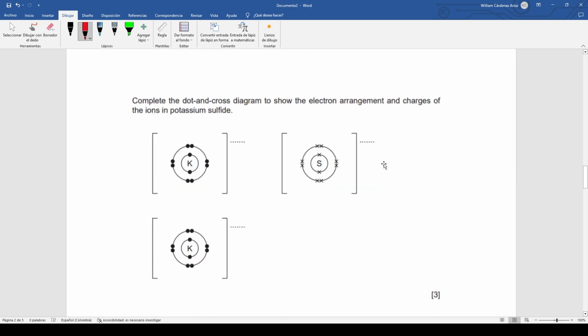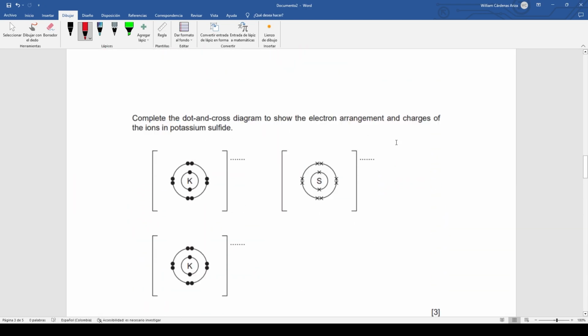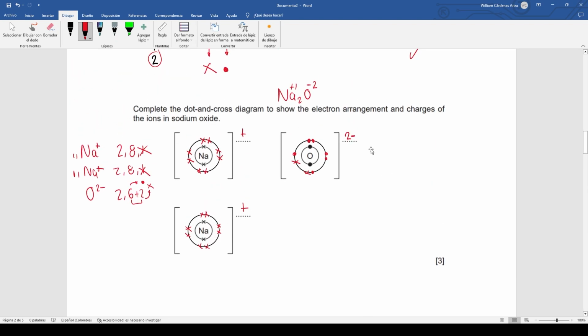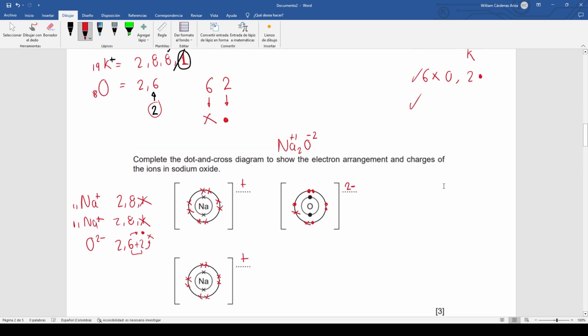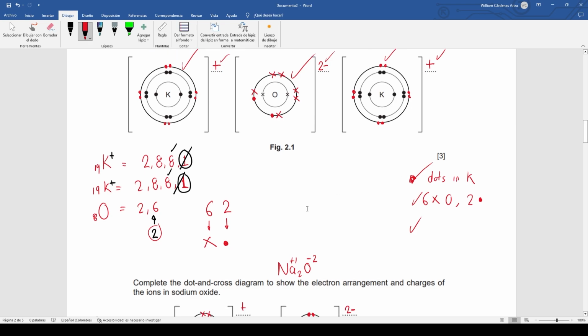Normally, okay, we will skip this one. But normally these ones are always like this. If you note that you have a metal and a non-metal, you have to do this. And remember the 3 things here so you can get all the marks.